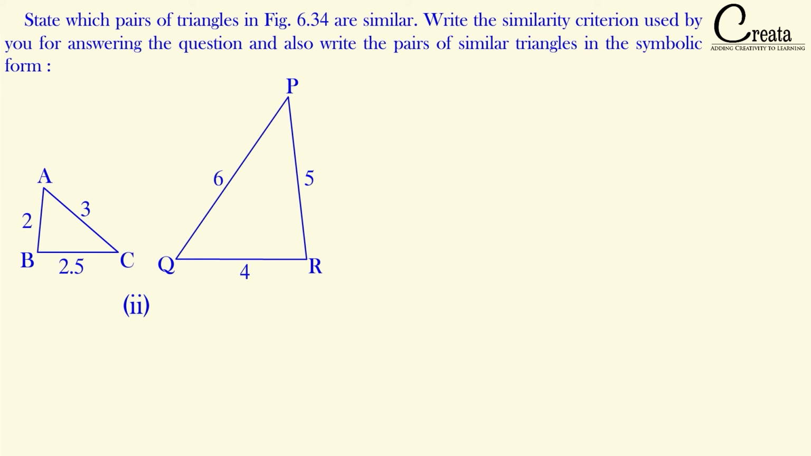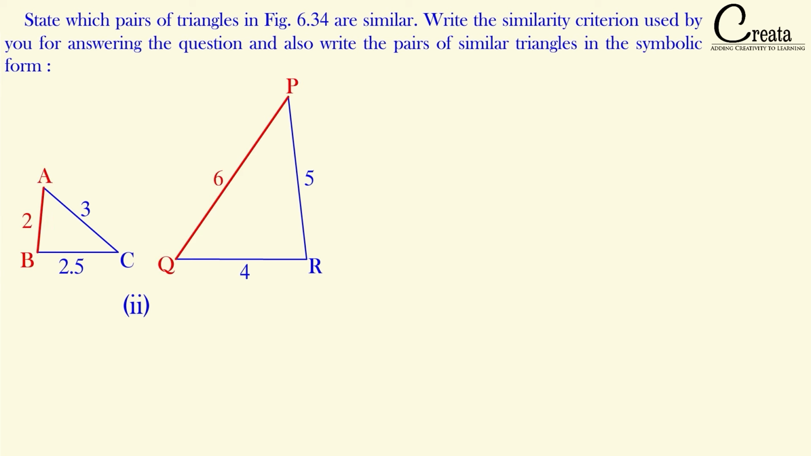Here we are again given the triangle ABC and PQR. This time we are given the three sides of the triangle. Here AB is 2, AC is 3 and 2.5 is the BC. Similarly 6, 5 and 4. If you directly observe the two triangles, here the concept of the ratio of the corresponding sides will be applicable. Why? Because angles are not given. If we have to check whether the two triangles are similar or not, we will check whether the ratios of the corresponding sides are equal or not.